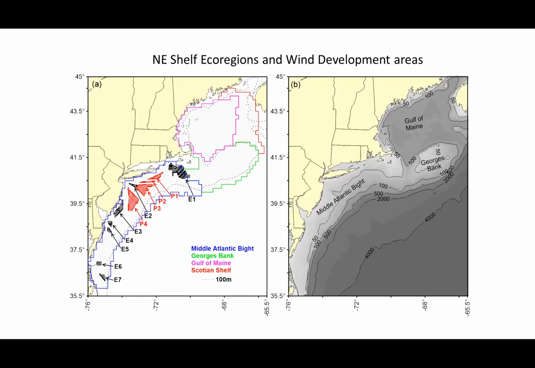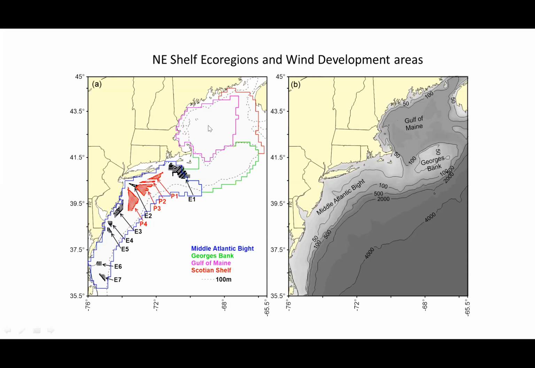So the prospective wind lease areas for the Northeast Shelf are right now focused in the Mid-Atlantic Bight. I show these, but also superimpose upon this the outline of 4 ecoregions that we use to characterize the Northeast Shelf, in particular the Mid-Atlantic Bight, which is outlined in blue, Georges Bank, and the Gulf of Maine.